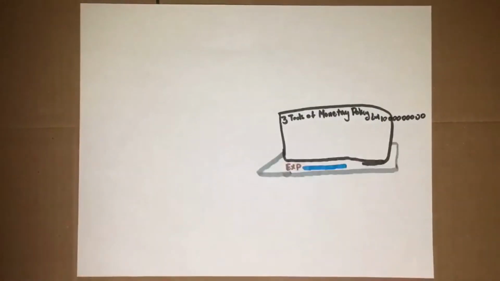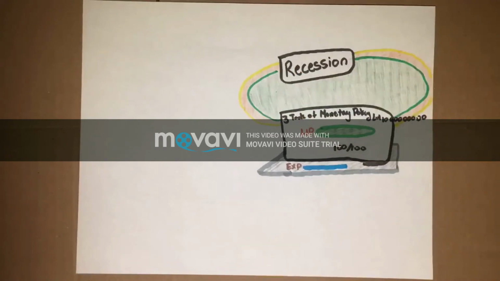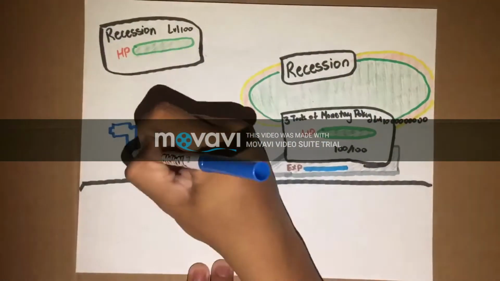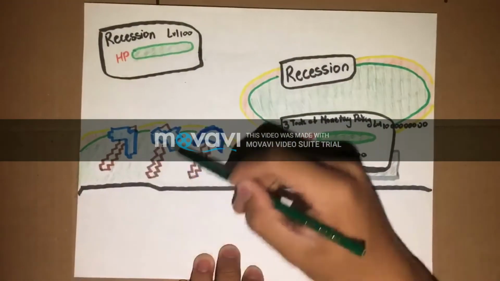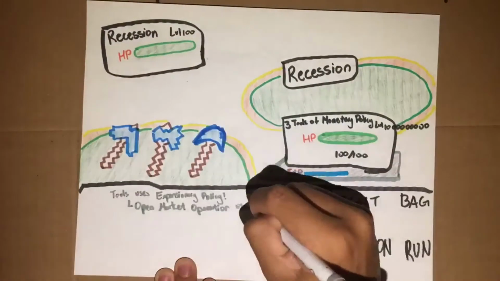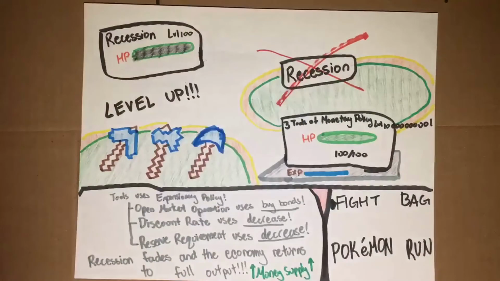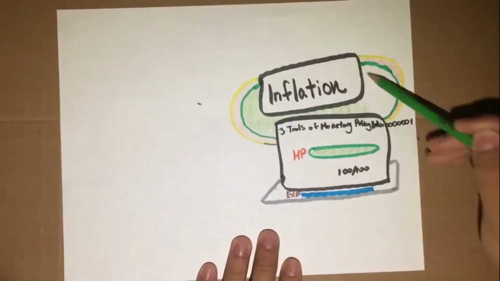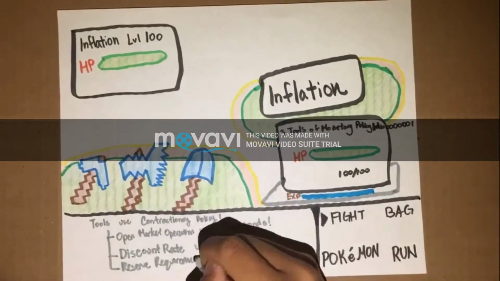The Federal Reserve uses all these tools in either an expansionary manner to counter recession or a contractionary manner to counter inflation. Buying bonds, decreasing the discount rate, and decreasing reserve requirements all lead to an increase in the money supply, making them expansionary. While selling bonds, increasing the discount rate, and increasing reserve requirements will decrease the money supply, making them contractionary.